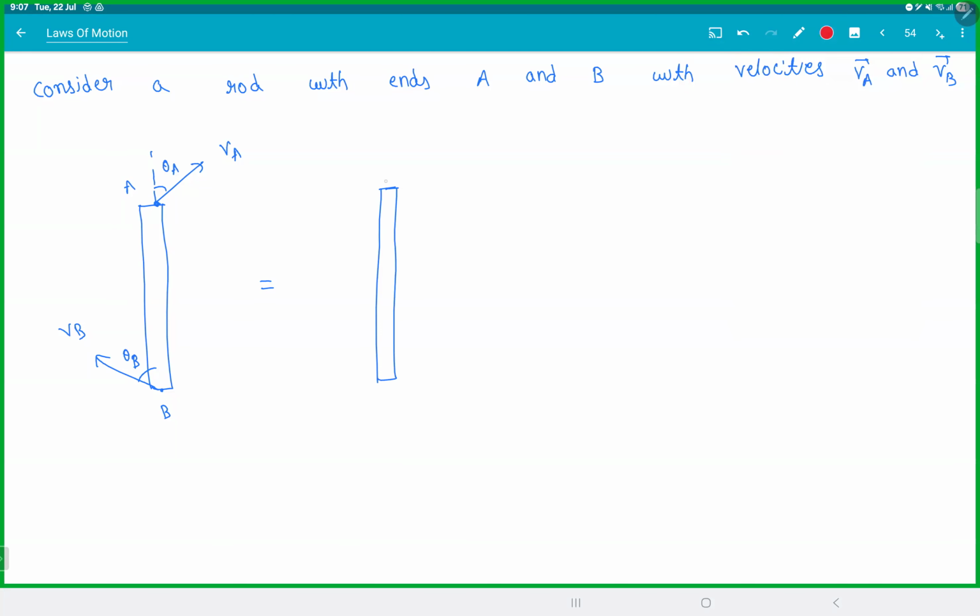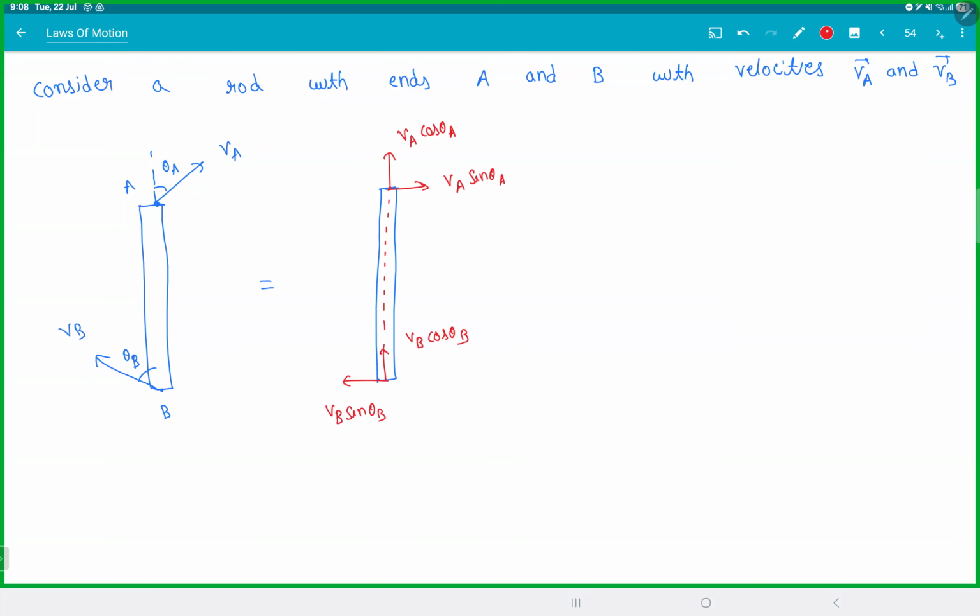If you resolve this, the vertical component will be VA cos theta A. The horizontal component will be VA sin theta A. This vertical component is VB cos theta B. This component will be VB sin theta B. We are interested in the components along the rod.